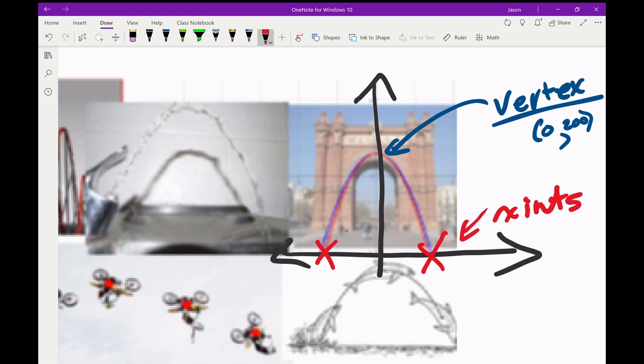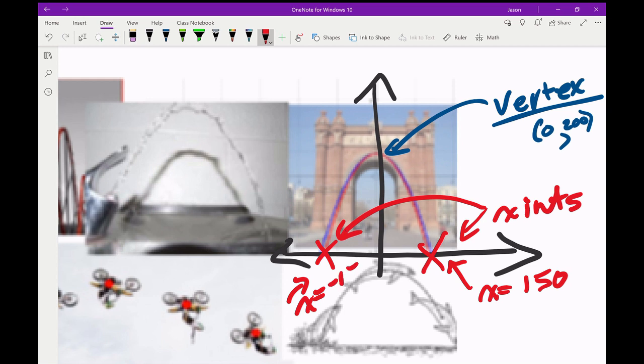Now, if I ever ask you for the X-intercepts, you will have to give me either a point or a simple X value. For this one, you could say X is equal to 150, and for this one, X is equal to negative 150. Or you could tell me it's the point 150, 0, and this one is negative 150, 0.